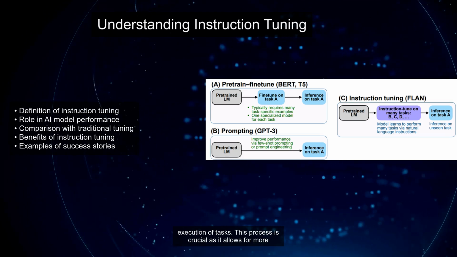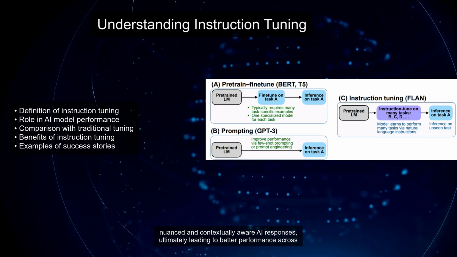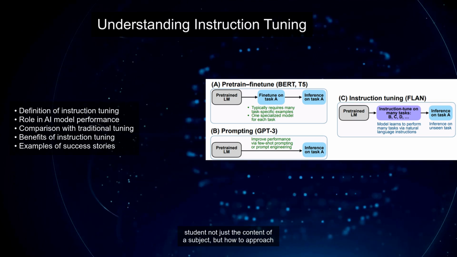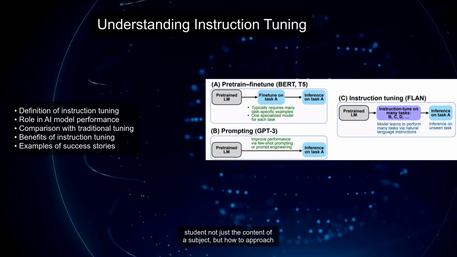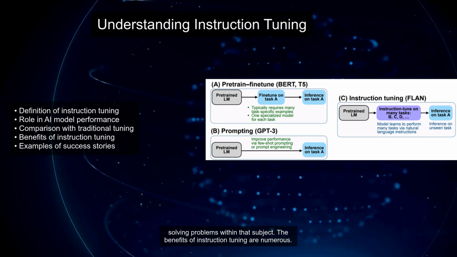This process is crucial as it allows for more nuanced and contextually aware AI responses, ultimately leading to better performance across a variety of tasks. Instruction tuning can be compared to teaching a student not just the content of a subject, but how to approach solving problems within that subject. The benefits of instruction tuning are numerous.